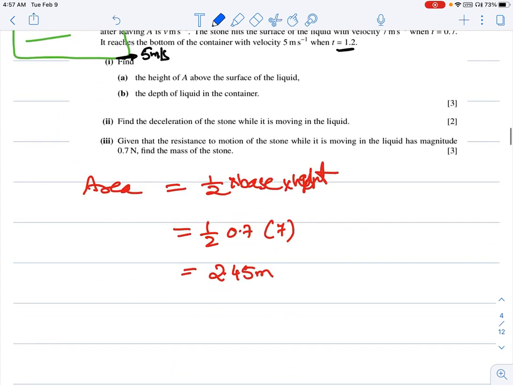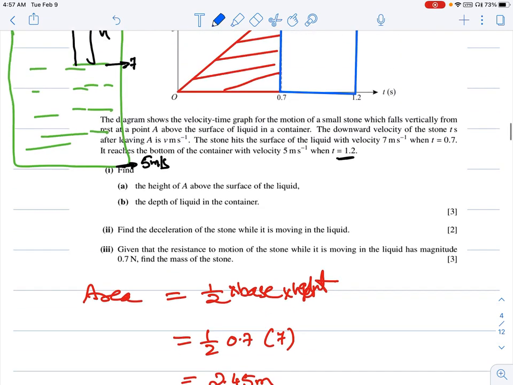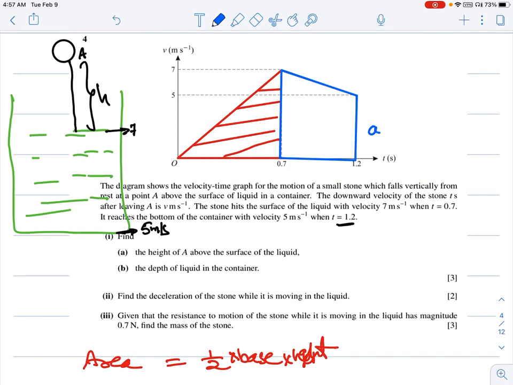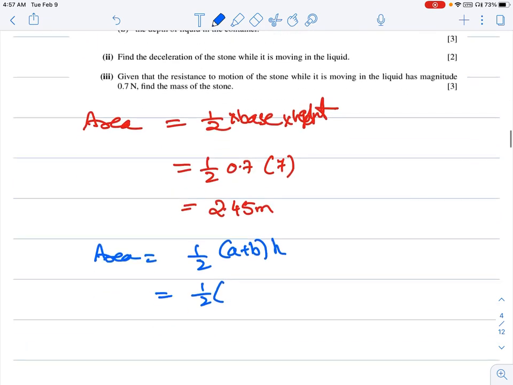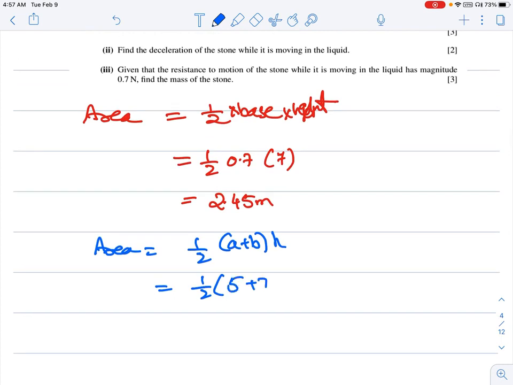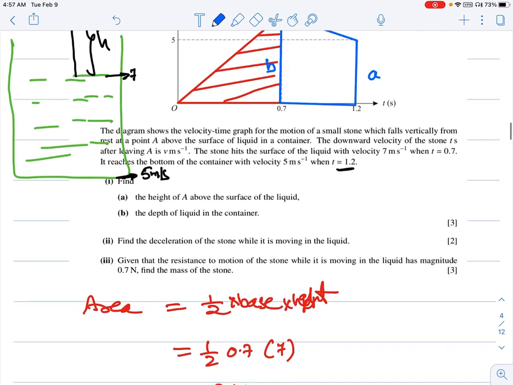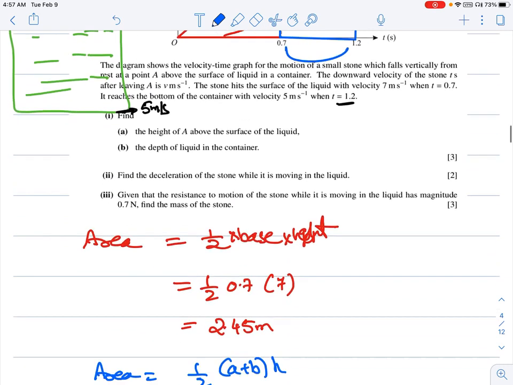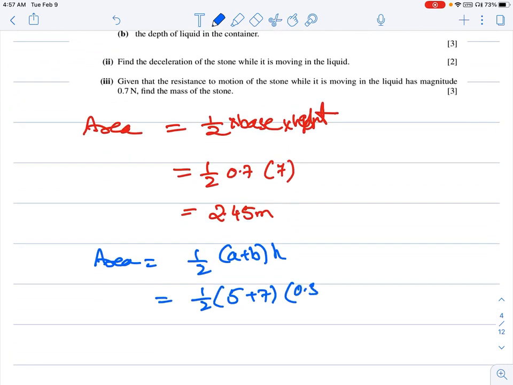Area of a trapezium is equal to half times a plus b times h. So half times a and b, the parallel sides. This is a, this is b. So it is 5 and 7. 5 plus 7 times height. What is the height? The distance between them. The distance between them is 0.5. So this becomes 12 divided by 4, which is 3 meters. So the depth of the liquid is 3 meters.